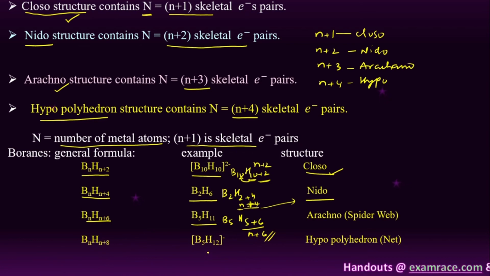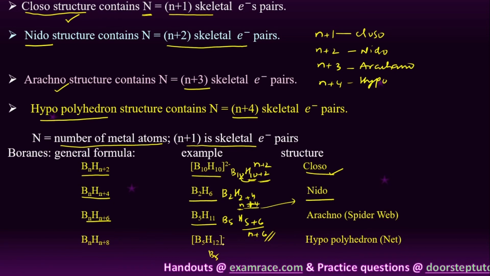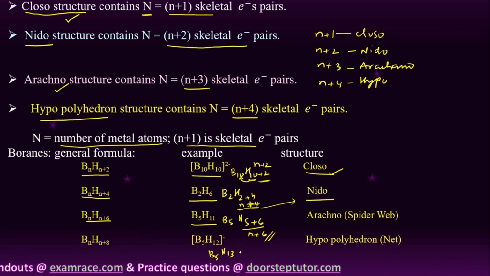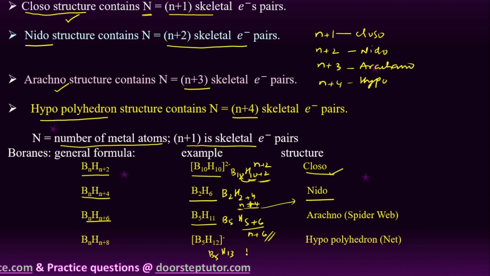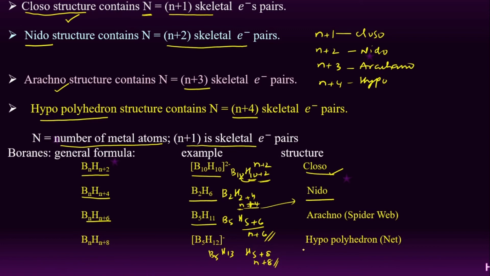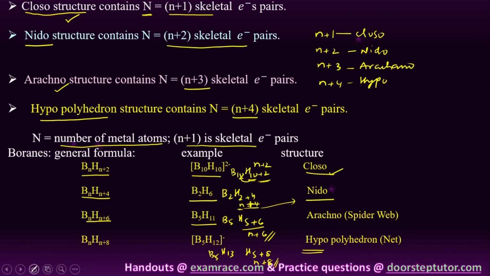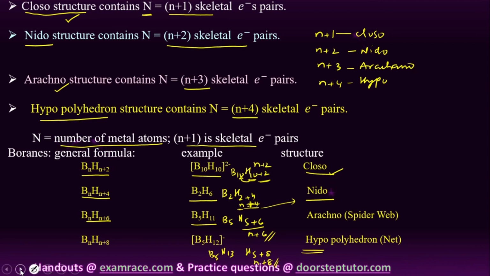Here you can see, student, generally it has a minus charge. So you can generally assume it is B5H13. B5H13 means 5 plus 8, which is n plus 8. If it is n plus 8, then the structure is hypopolyhedron. So these are very important for the determination of structures of borane.